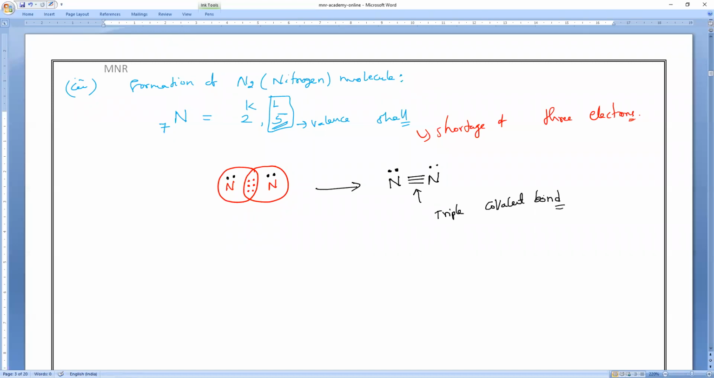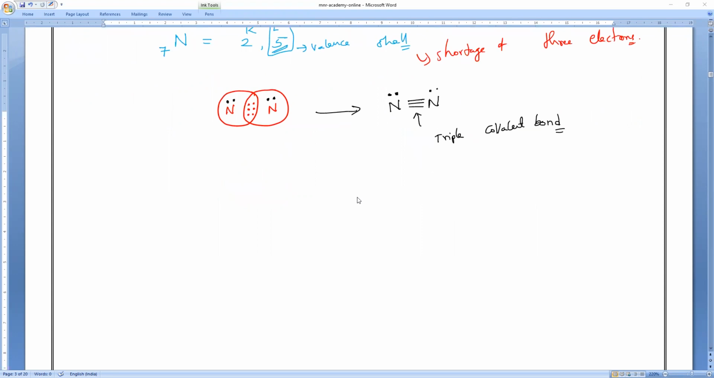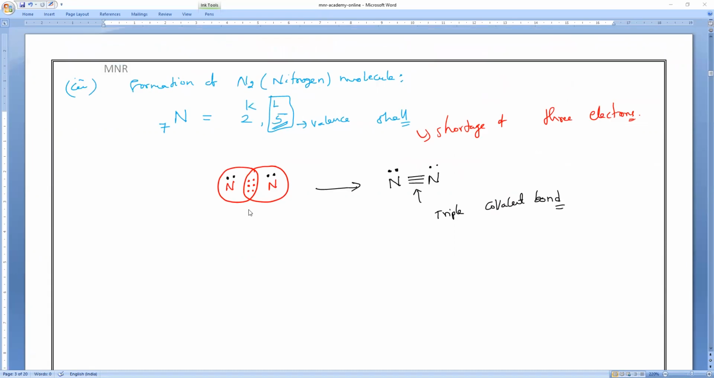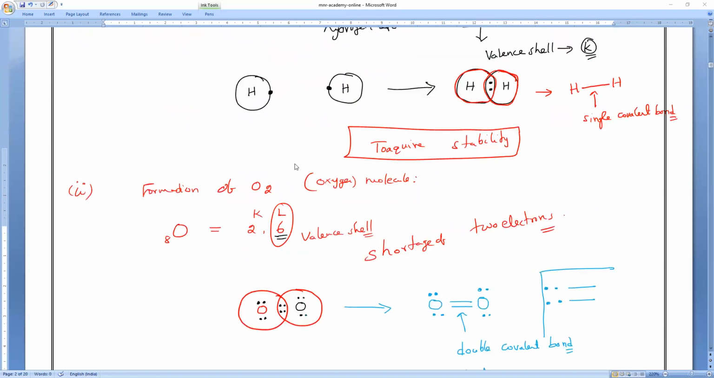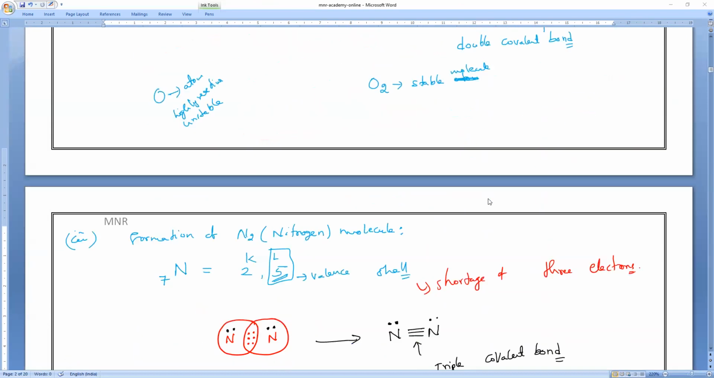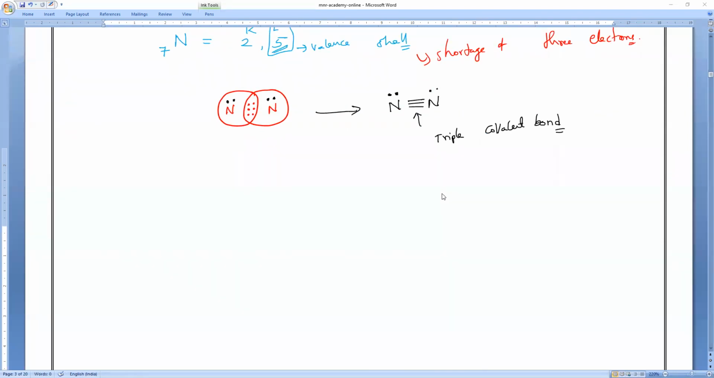So till now we have formed the molecule of hydrogen, the molecule of oxygen, and the molecule of nitrogen, which are molecules of elements. Now we will see molecules of compounds. Clear, everybody? Are you ready? Molecules of compounds. Now, nitrogen, oxygen and hydrogen are drawn at almost the same size. Now we are going to form molecules of compounds. How will it form?